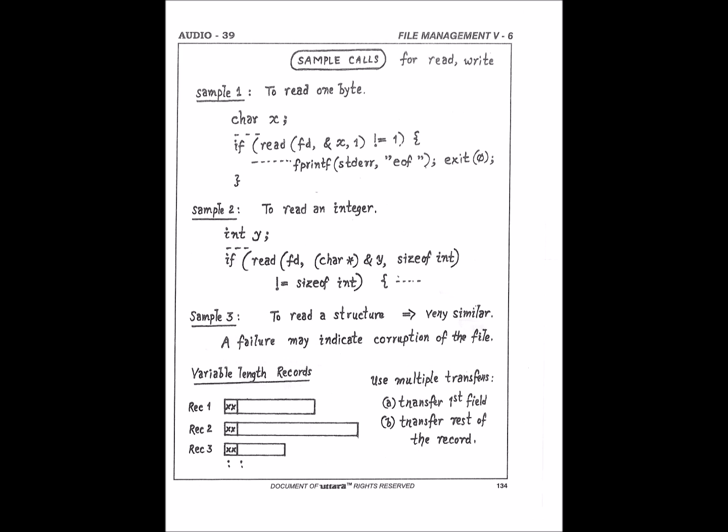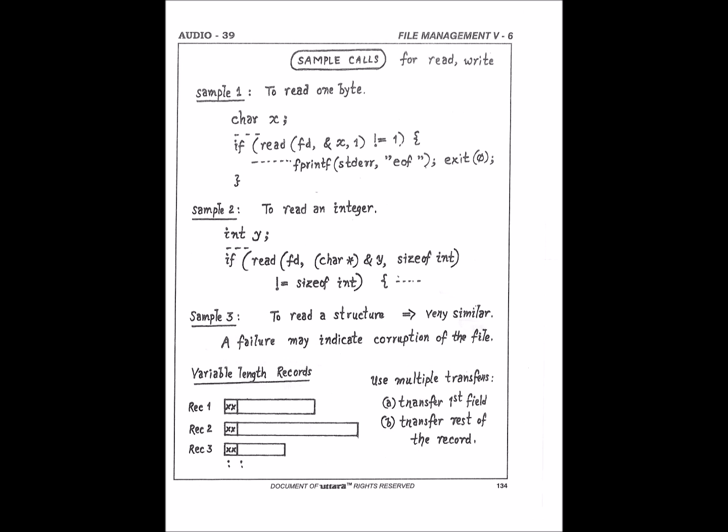So for example, you say if read of, the open and all that are statements which are there before this. I'm not writing those. If read, comma, fd, comma, you have to give the address of the only byte in the process data space, which is ampersand x. And the number of bytes to be transferred is just 1, because everybody knows the size of 1 byte is 1. It's known stuff. So 1. If this is not equal to 1, we suddenly decide and say there is something wrong.